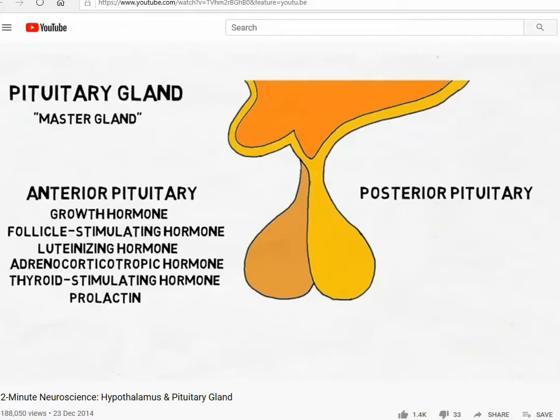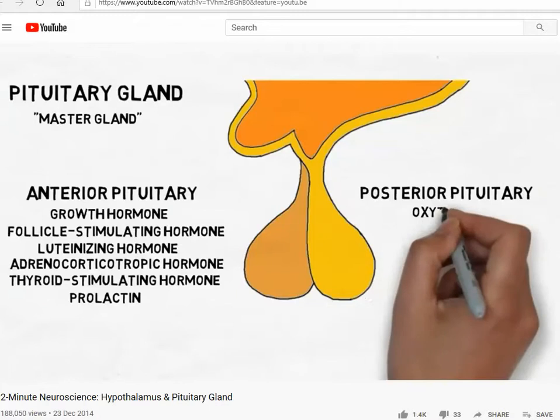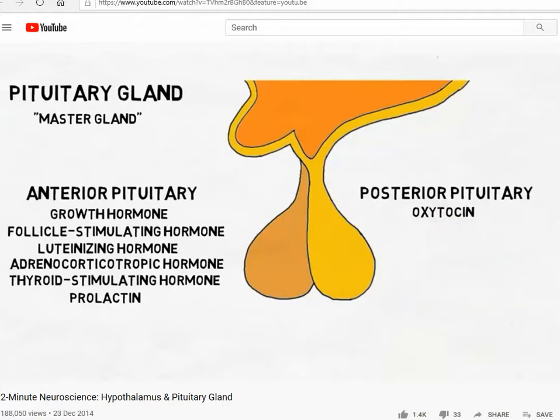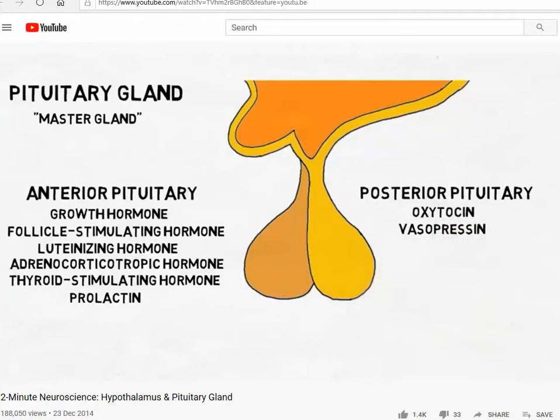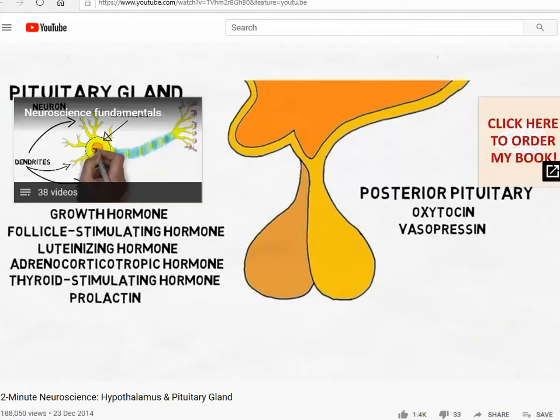The posterior pituitary also secretes two hormones, but does not synthesize them. Instead, they are synthesized by the hypothalamus and then sent to the posterior pituitary for release into the bloodstream. The names of these hormones are oxytocin and vasopressin. Oxytocin has important roles in facilitating childbirth and lactation, but is also thought to have a role in compassion and social bonding. Vasopressin's main functions are to control urine output and regulate blood pressure.